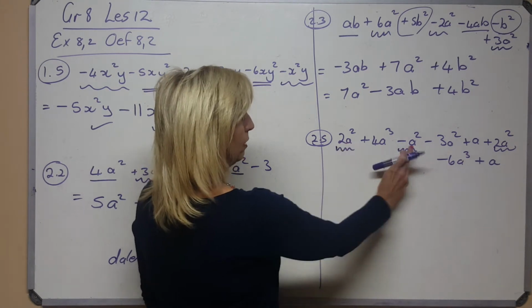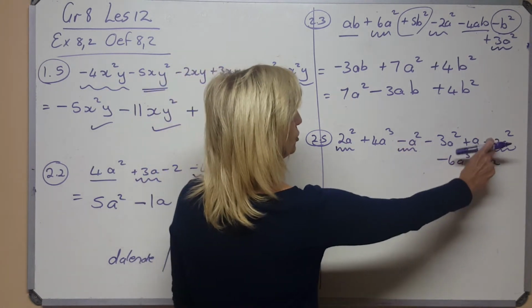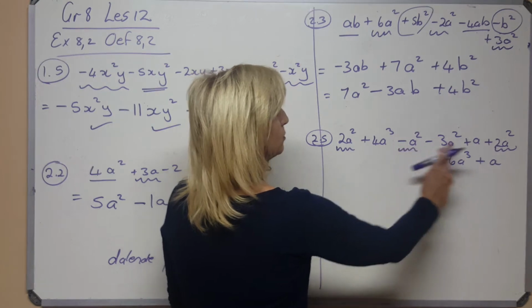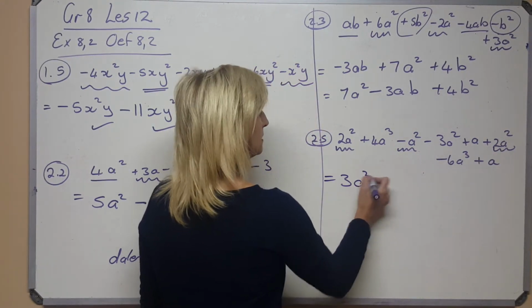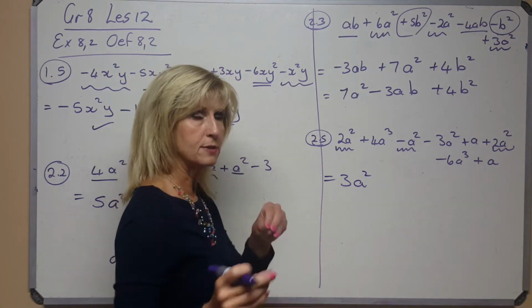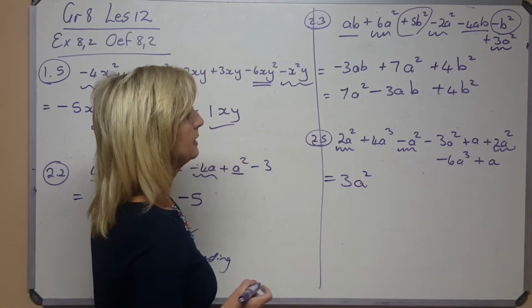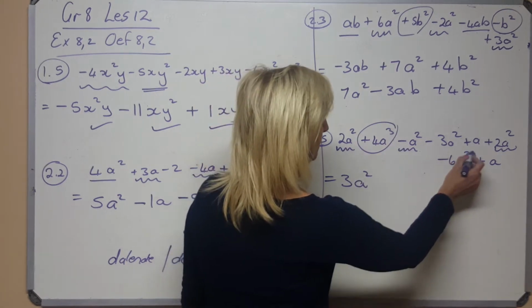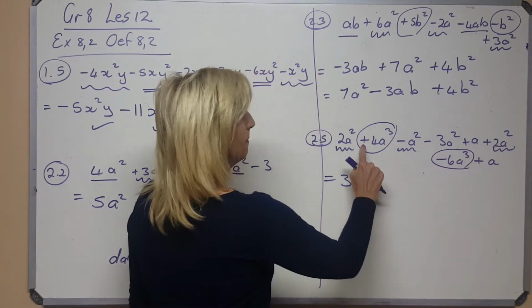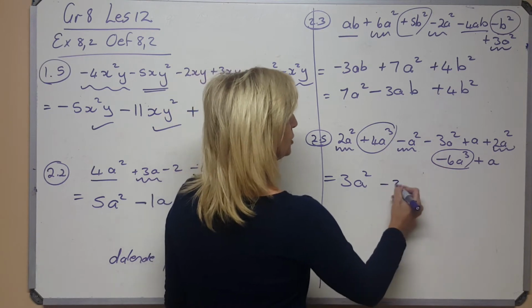Coefficients, 2. Coefficients, minus 1. Coefficient, 2. So 2 minus 1 is 1, plus 2 is 3. 3 what? Still a square. Apples and apples stay apples. Dan sit ek met die a tot die mag 3. Another a to the 3 would be plus 4 and minus 6 is minus 2a.